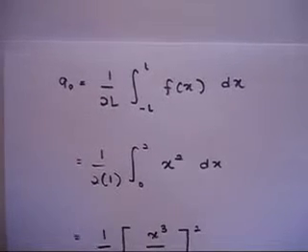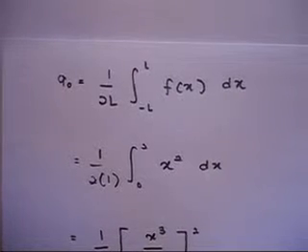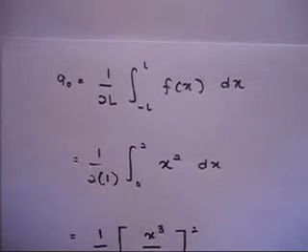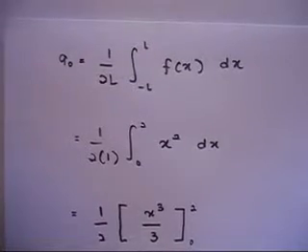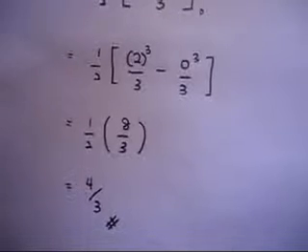This is the formula for a naught, equal to 1 over 2L, and the limit is negative L to L. As you can see here, after we solve the problem, the answer is 4 over 3.